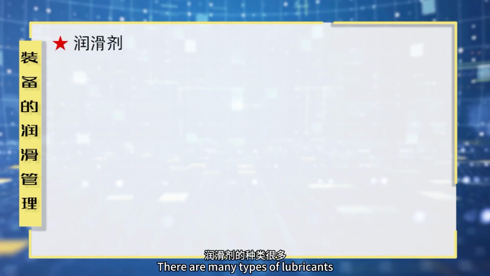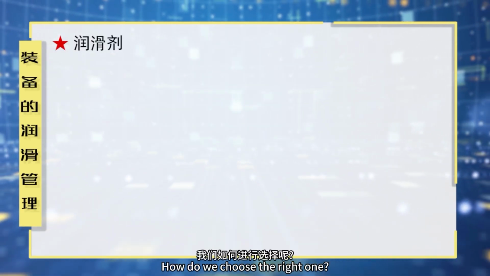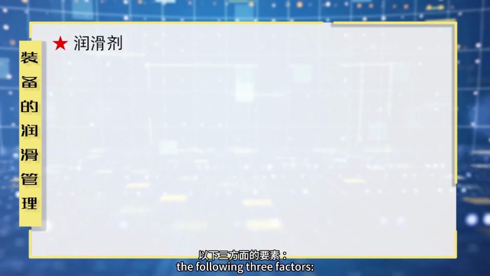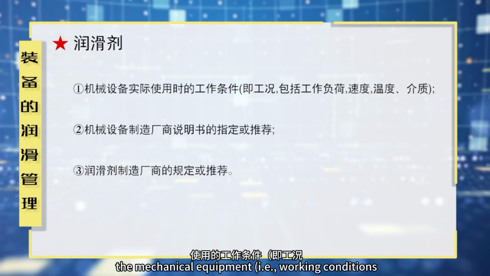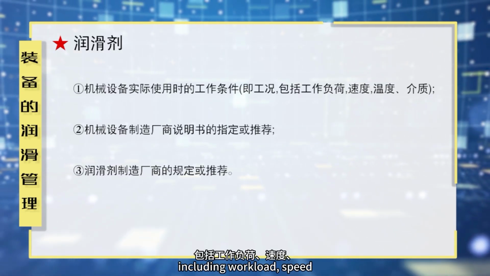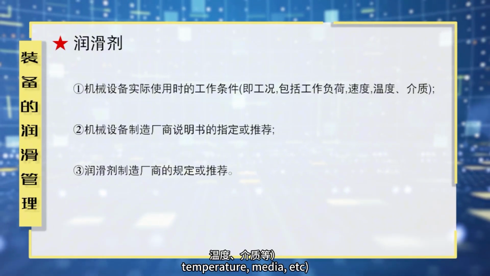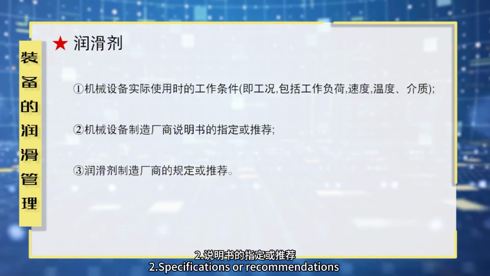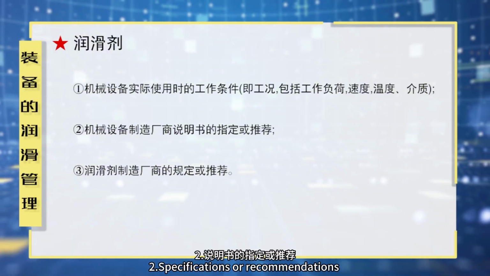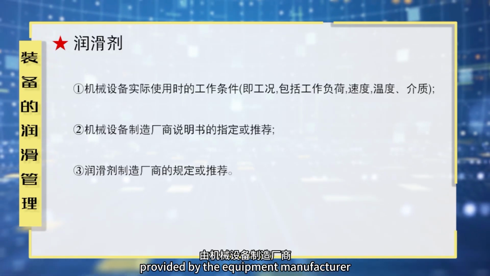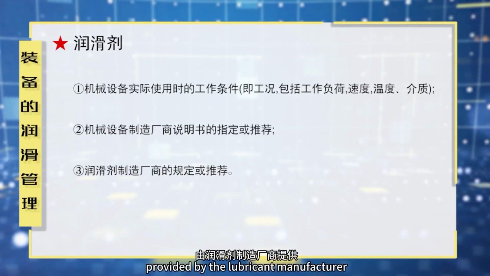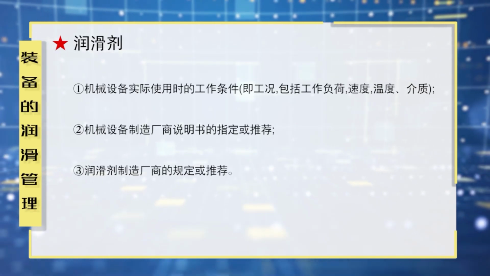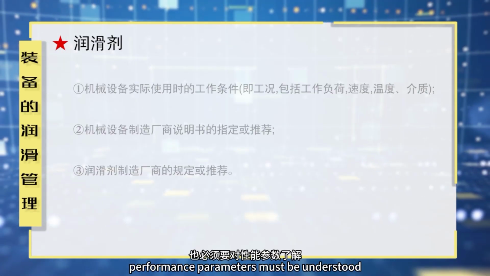Part 4, Lubricants. There are many types of lubricants. How do we choose the right one? The selection should generally consider the following 3 factors. First, the actual operating conditions of the mechanical equipment, that is, working conditions, including workload, speed, temperature, media, etc. Second, specifications or recommendations provided by the equipment manufacturer. Third, specifications or recommendations provided by the lubricant manufacturer. Additionally, performance parameters must be understood.